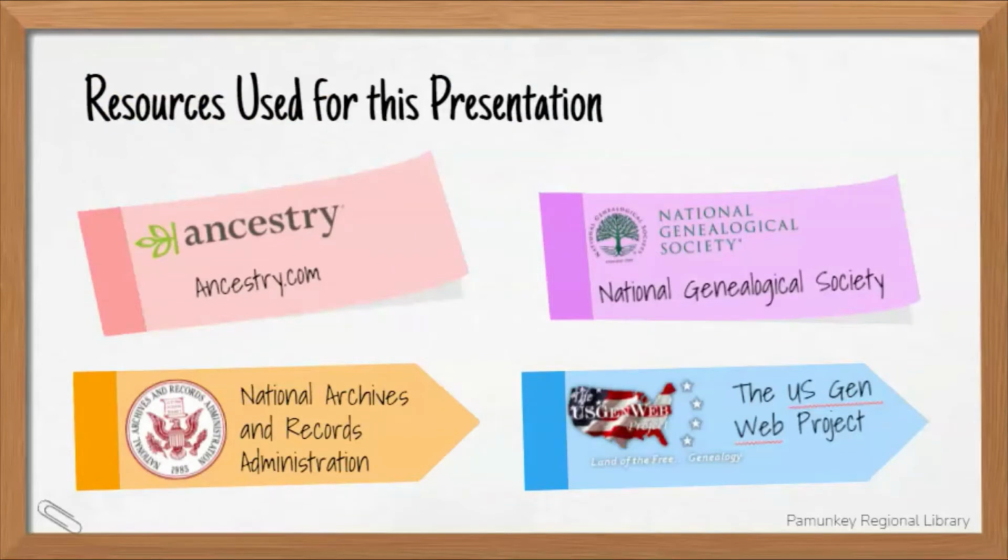Also, I just want to pinpoint these resources. These are what I used for this presentation, so they're also great resources for you to check out. The first one is Ancestry, or Ancestry.com. Then we have the National Genealogical Society, then the National Archives and Records Administration, and finally the U.S. GenWeb Project. So these are great places to start, great resources to use. They're the ones I used for this presentation, but there are a lot, and I will mention others.